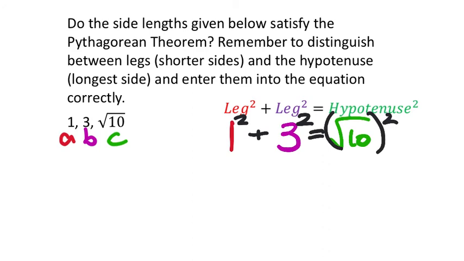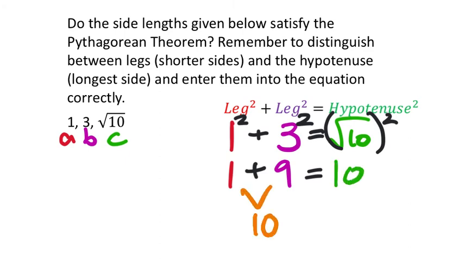1 to the power of 2, 1 times 1 is 1. 3 to the power of 2, 3 times 3 is 9. When I add these together, for the square root of 10 in parentheses, I get 10 on that, right? And yes, 1 plus 9 is 10. Does 10 equal 10? Yes, it does. Okay, so I should have shown that question mark on the equal sign there. But yes, that is true.